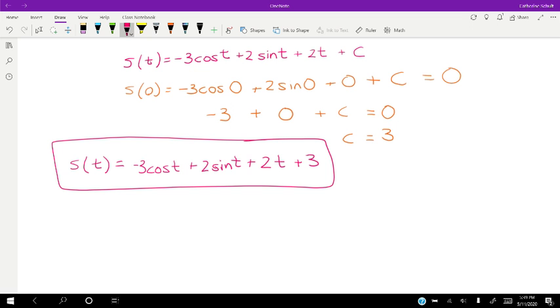All right, and we have one or a couple more examples, but they're going to be word problems using position, velocity, and acceleration, and we'll do that in part 3 of our video.